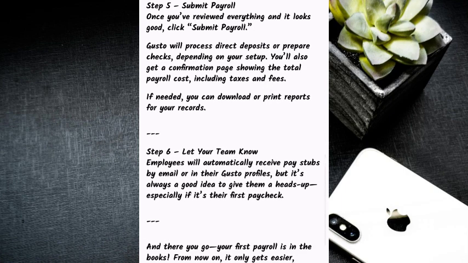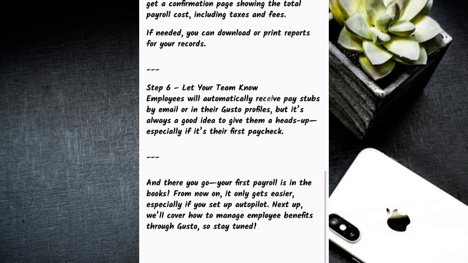Step six is to let your team know. So employees will automatically receive pay stubs by mail or in their Gusto profile, but it's always a good idea to give them a heads up, especially if it's their first paycheck. And there you go, your first payroll is in the books. From now on, it only gets easier, especially if you set up autopilot. Next up, we'll cover how to manage employee benefits through Gusto, so stay tuned.